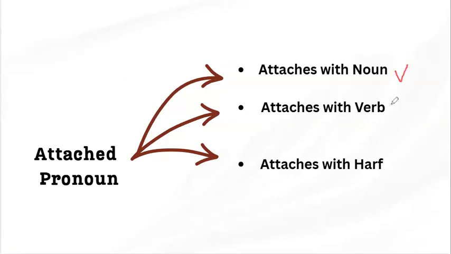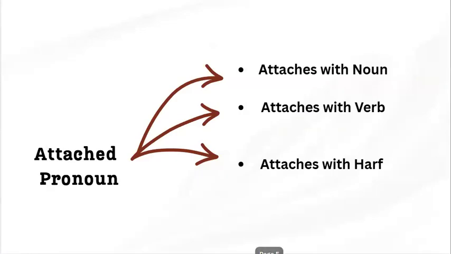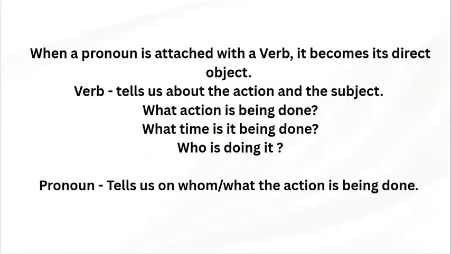It can attach itself to a noun, it can attach itself to a verb, and it can attach itself with a harf. Right? Today, we're going to discuss what happens when a pronoun attaches itself to a verb. What do we do when you have a pronoun, okay, and it attaches itself to a verb? How does that look in the Arabic language?